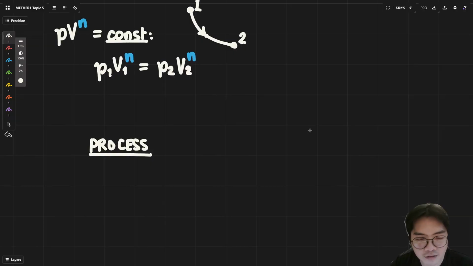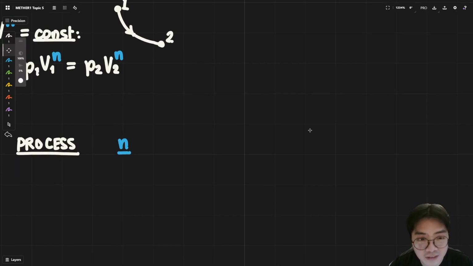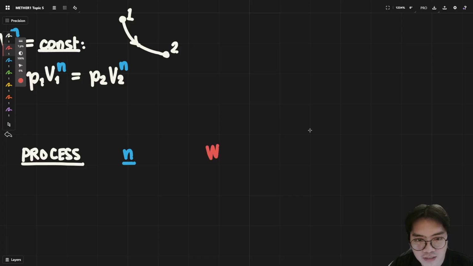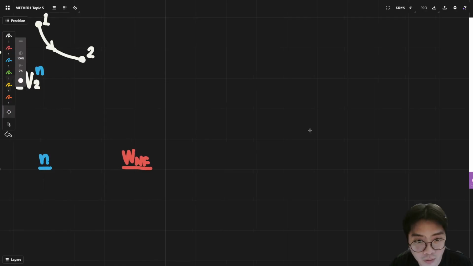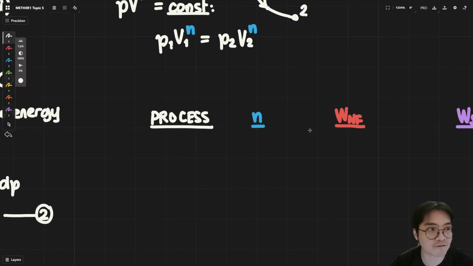The value of n should be here. Let's make that color blue. And then let's have this as red, maybe. Red here is the formula for the work non-flow. And let's make here purple, the formula for the work steady flow. Okay, so we will have 5 different processes.